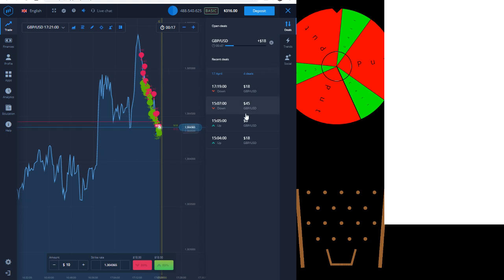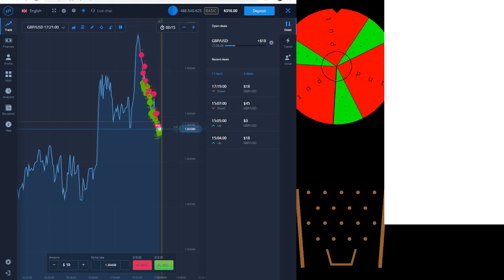So this is going to be in the money. I'm going to hit the wheel, and let's see where this takes me. More. Oh, this is a call trade.